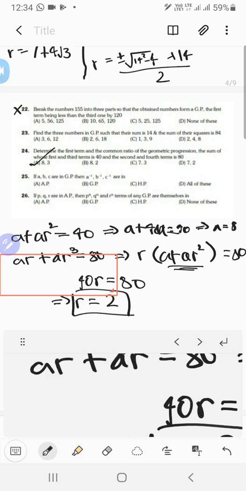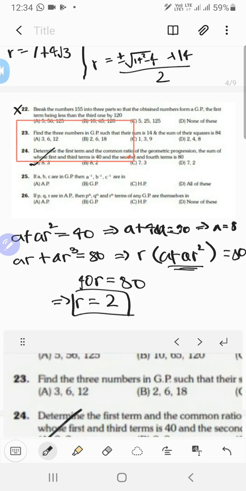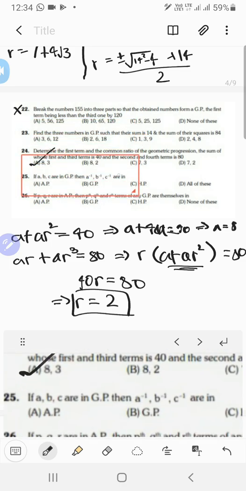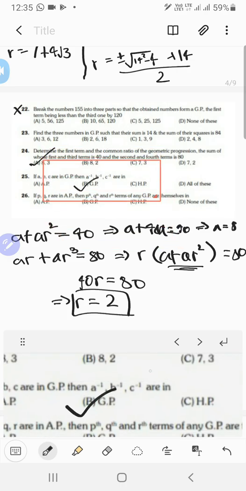I don't remember the answer of the 23rd question, but we did it and it was an easy solve because we already did this once. If a, b, c are in GP, then a to the negative 1, b to the negative 1 and c to the negative 1 are also in GP. Easy. This question is really easy.